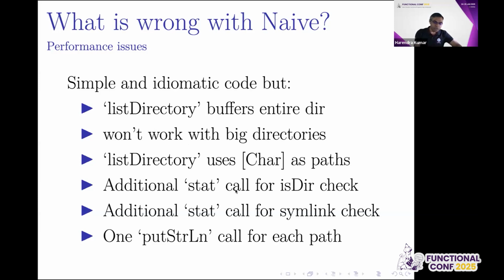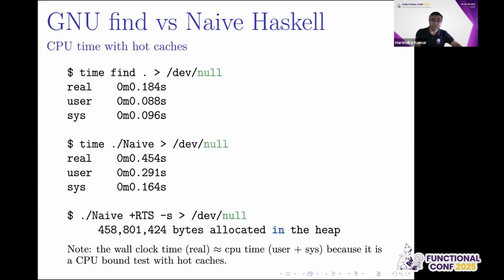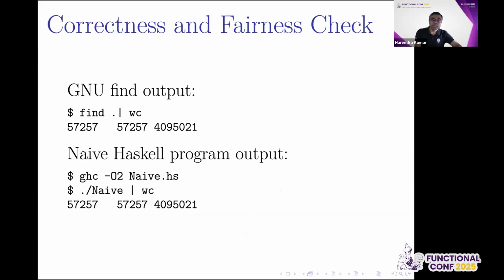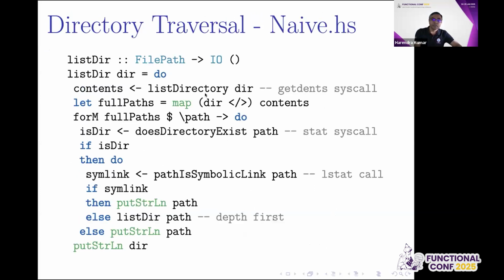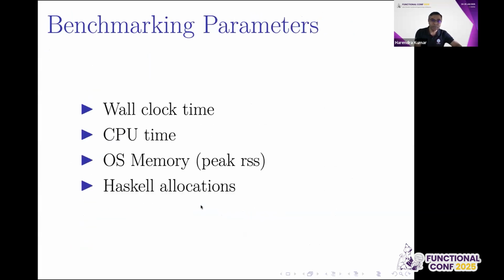And Haskell lists do not perform that well if you use them at heavy scale. That's another problem. We do an additional stat system call to check whether it is a directory, and one more stat system call to check whether it is a symlink. And then for printing each path, we are doing putStrLn. So we are doing as many putStrLn calls as there are files in this directory tree. So you can see here, this is for listing the directories. We are doing one more stat here, and then we are doing a system call to print each path, which is very bad for performance.